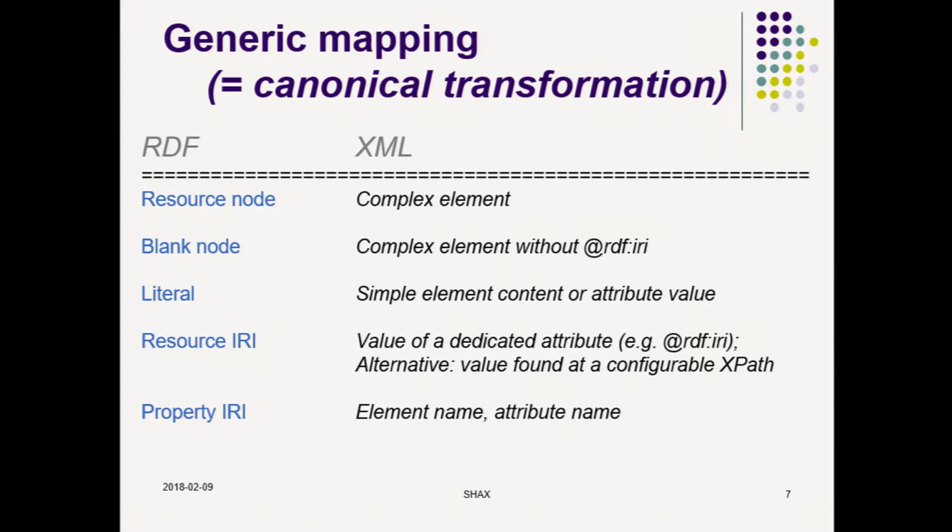In RDF, there are 5 kinds of things you encounter. You have first 3 kinds of nodes: resource nodes, blank nodes, and literals. And then you have 2 kinds of IRIs, internationalized resource identifiers, resource IRIs and the property IRIs. Now, how do these things map to XML? An RDF resource node is in XML a complex element. A blank node is a complex element. A literal is either an attribute value or simple element content.